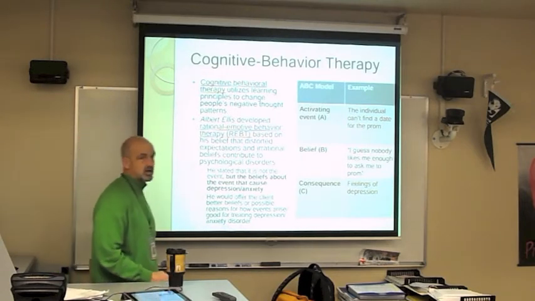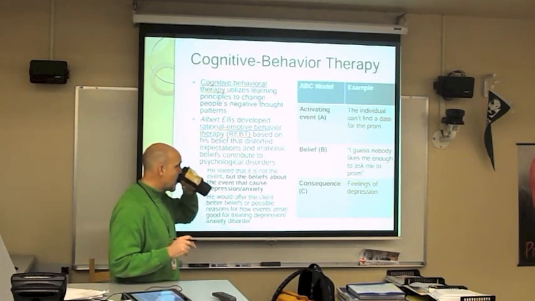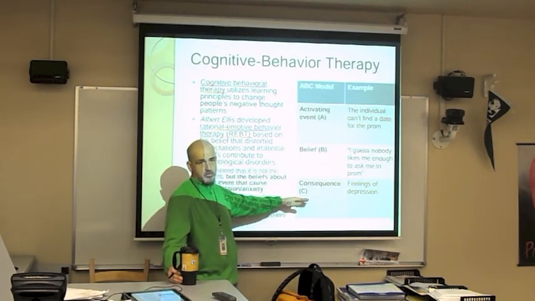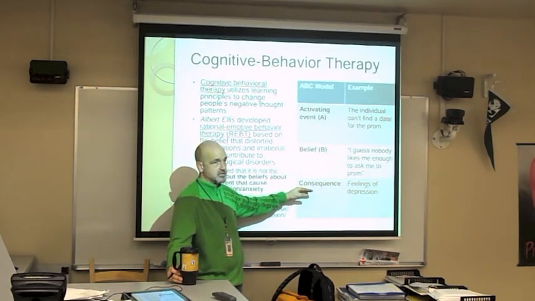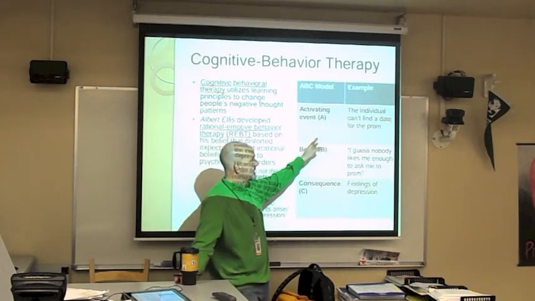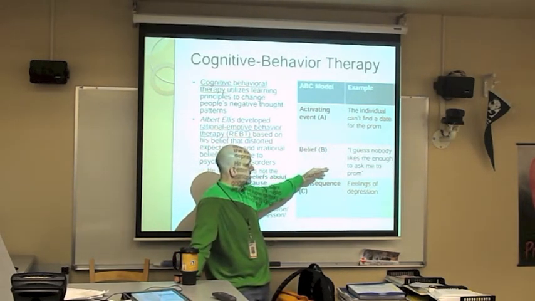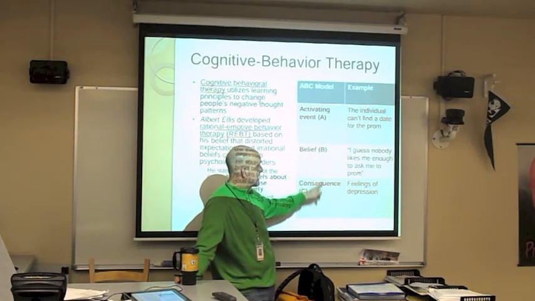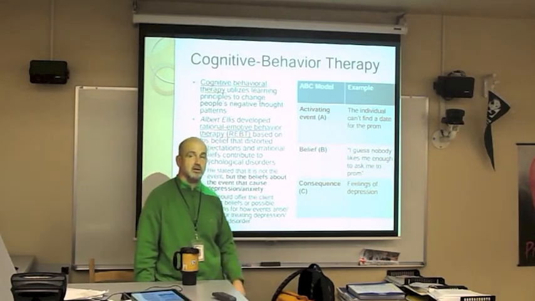Simply looking at this chart, and I kind of agree with what Ellis said, it's not the event itself that causes depression, which is the consequence. It's the beliefs that lead to depression. So in other words, the individual can't find a date to prom. That's the event. Their belief is, I guess nobody likes me enough to ask me to prom. It's the belief that leads to feelings of depression. Because some people have different beliefs about why they don't go to prom.